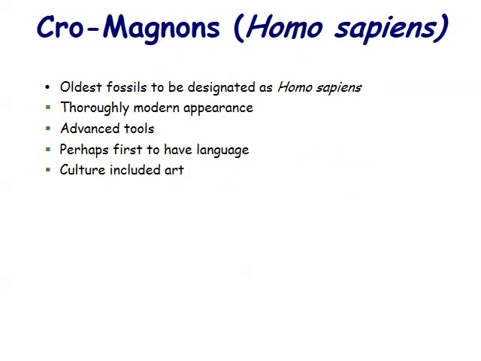The Cro-Magnons then evolved into what are considered to be the Homo sapiens. These are the oldest fossils that are designated as Homo sapiens. They have a thoroughly modern-day appearance. They used very advanced tools, had language, and they had culture that also included art.